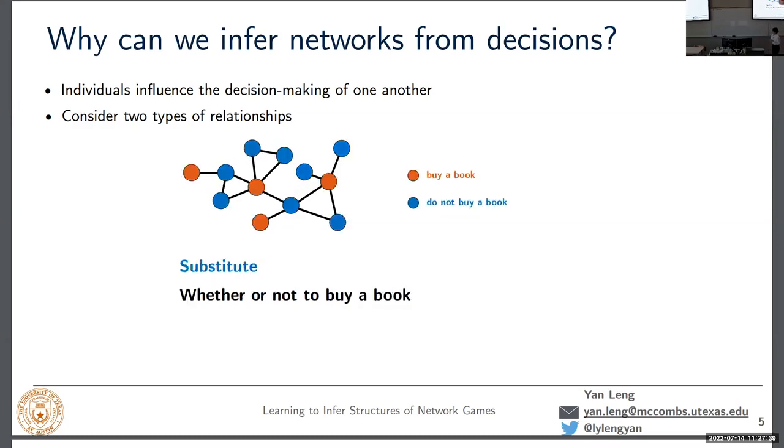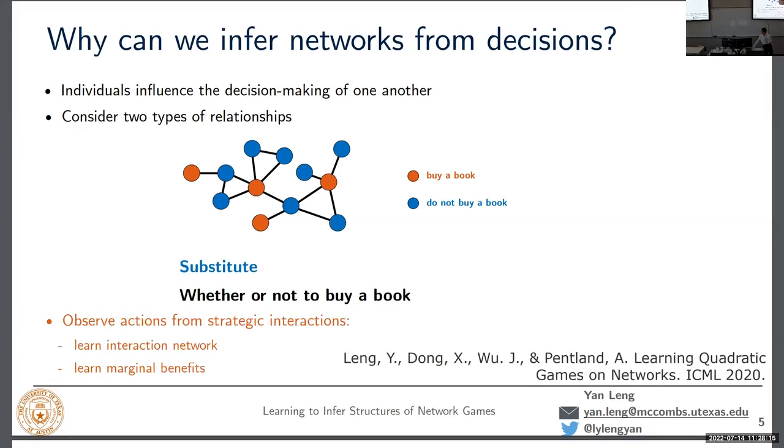The other type of relationship is a substitutive relationship. So think about your decision on buying a book. You get more utility by reading the book, but you need to pay the price for buying it. If you know that your friend will purchase the book, you can borrow the book from your friend without buying it yourself. So we call this a substitutive relationship, and as an outcome, you see negatively correlated decision making of individuals. So this will behave like a heterophily network.